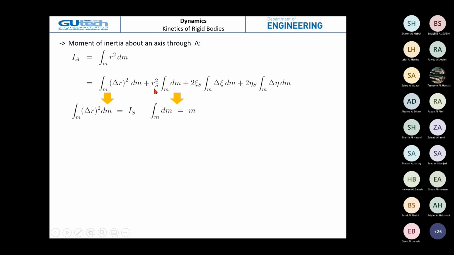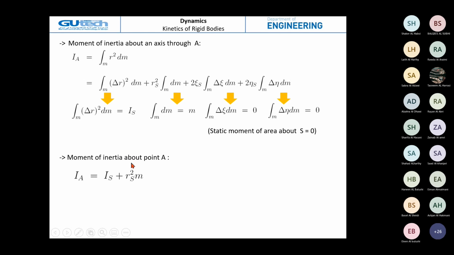The second term here, Rs, is constant. We keep it out of the integral. Then we have the integral of dm, and the integral of dm is only the mass m. And this term here, delta Xi dm, is zero. Why? Because the static moment of area about S will always be zero at the center weight.